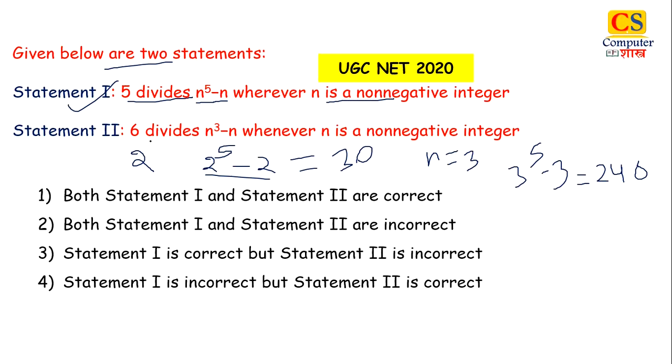Okay. Next is 6 divides n raised to the power 3 minus n, where n is a non-negative integer. Again, you have to follow the same process. Put some values of n and check whether it is divisible by 6 or not. Try it yourself and you will see that yes, n raised to the power 3 minus n is divisible by 6. So both statement 1 and 2 are correct. So the right answer will be option 1.